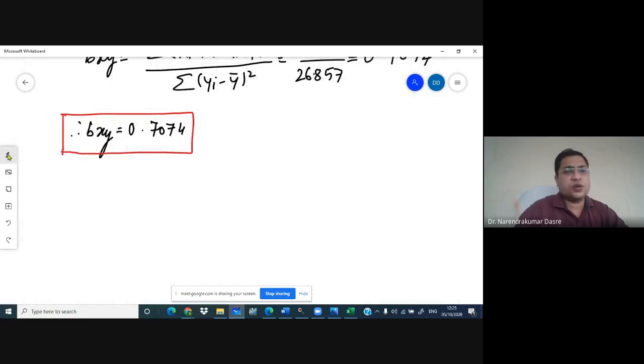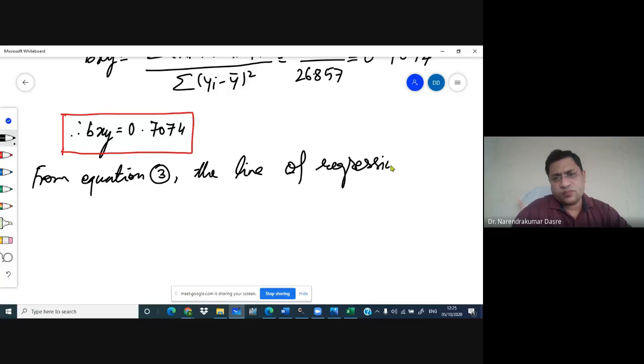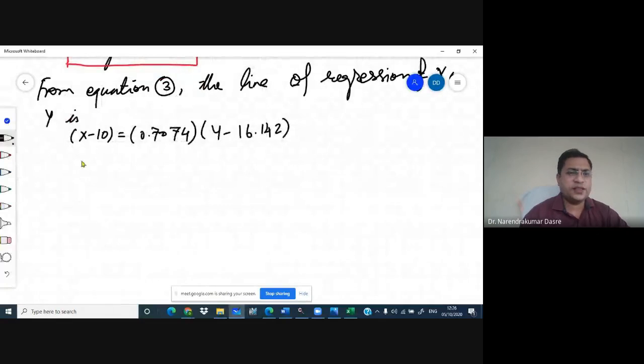And now once we get the regression coefficient, we can write from equation 3 the line of regression of x on y. So x minus 10, and here you got 0.7074, and here you have y minus 16.142. So x minus x bar is equal to bxy into y minus y bar. Okay, so let us simplify this equation.